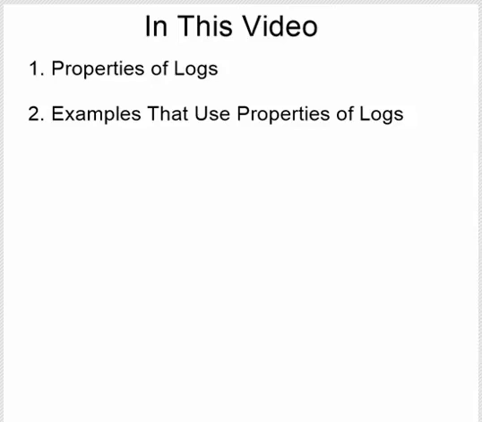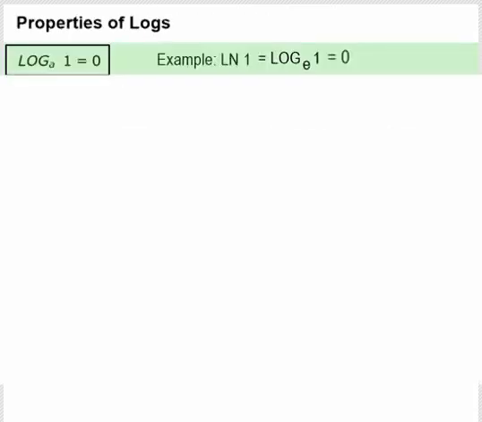In this video, we're going to cover the properties of logs and also some examples that use properties of logs. The first property is base a log of 1 equals 0. So the log of 1 is 0 no matter what the base is.